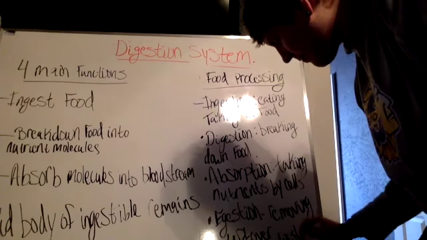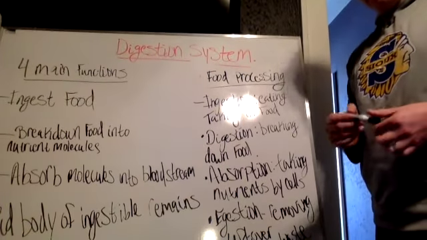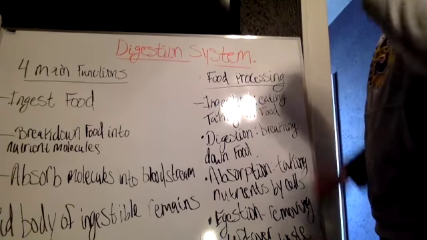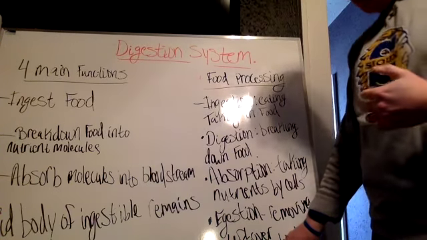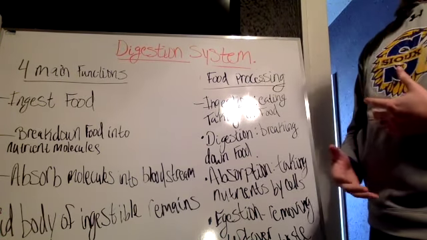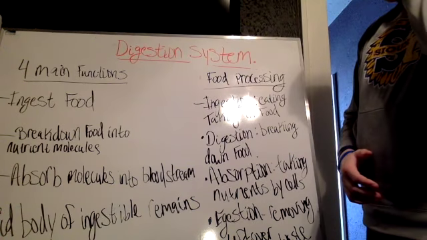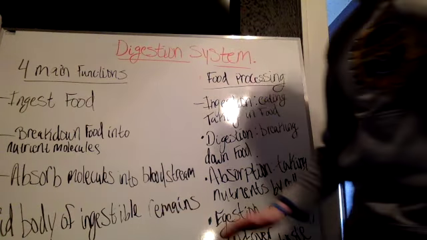Believe it or not, just because you eat it doesn't necessarily mean that your body's going to use everything that you eat. It's just a fact of life. But these are the four food processing functions of the digestive system. And yes, they go in that specific order. So let's keep moving on here, shall we?